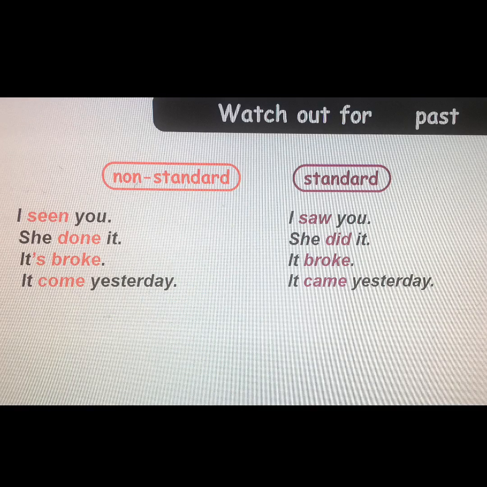Another difference that you can see in non-standard and standard English is the use of the past. For example, the sentence "I seen you" is non-standard. And standard, the correct way, what we understand, would be "I saw you." Another example, "it come yesterday." This is non-standard. In standard English, it would be "it came yesterday."